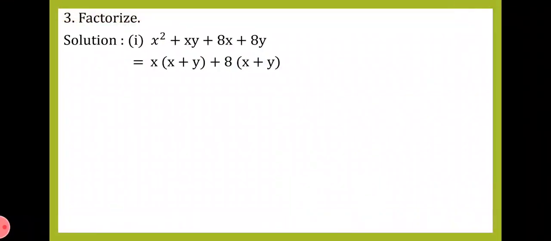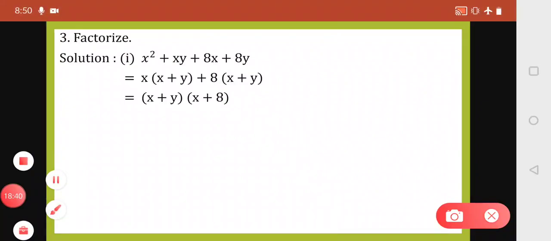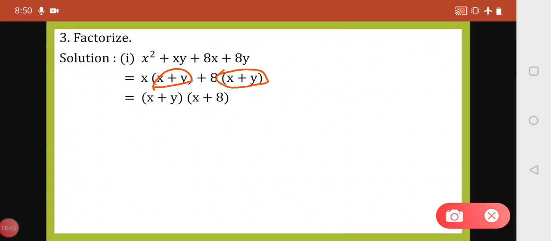Further, now again we can see that this x plus y is the same in both the terms. So we will take out x plus y as common, and the remaining we will write in another bracket, that is x plus 8. So we will get the product as x plus y into x plus 8.